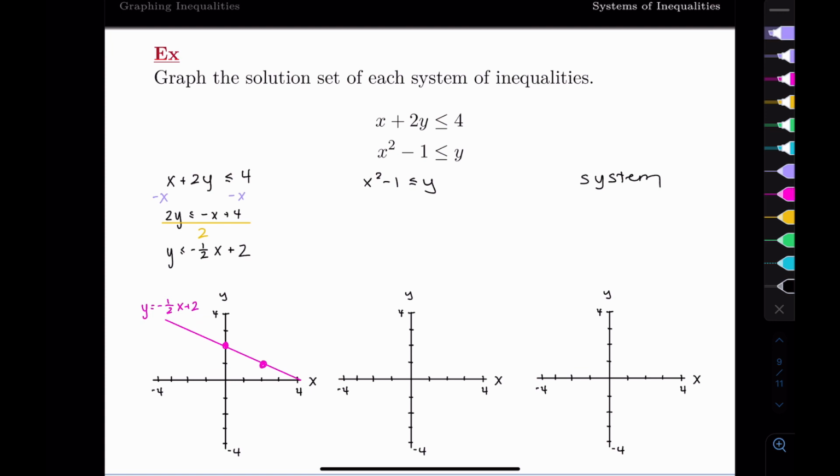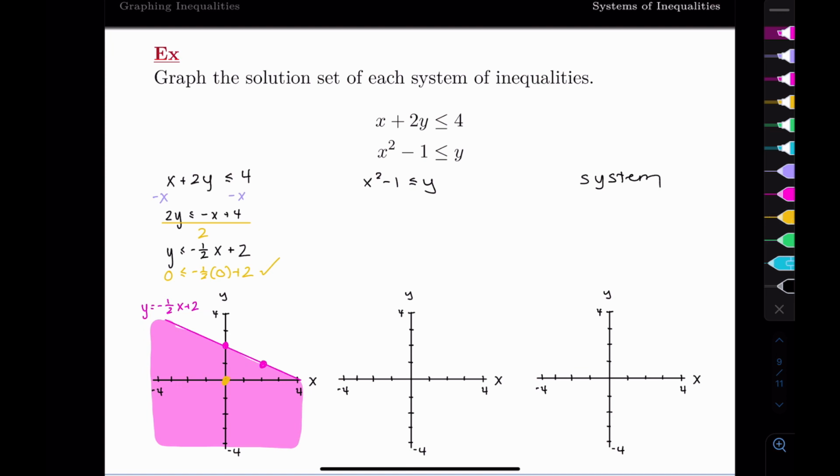Again, just looking at this equation, I can pick y values that are less than the line, so I'm going to be able to shade below it. So this is the region that satisfies the first inequality. But again, if you like a test point, 0, 0, plug that in. 0 is less than or equal to negative 1/2 times 0 plus 2, which indeed is a true statement. 0 is less than or equal to 2. So that test point does work.